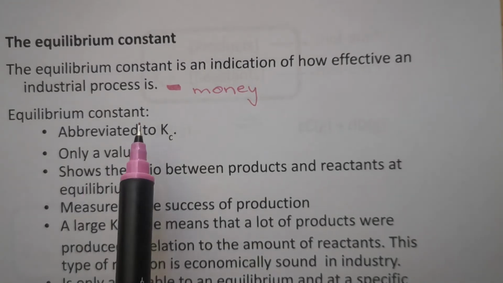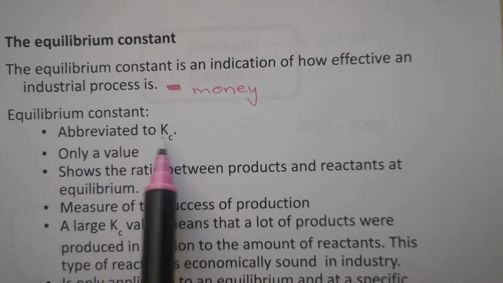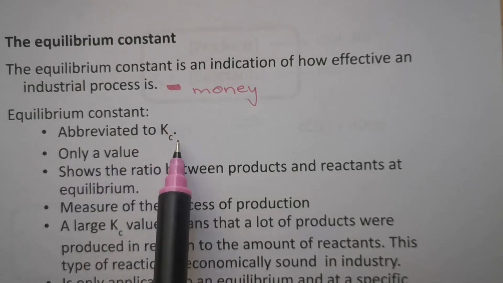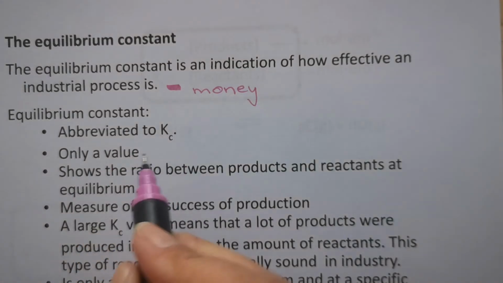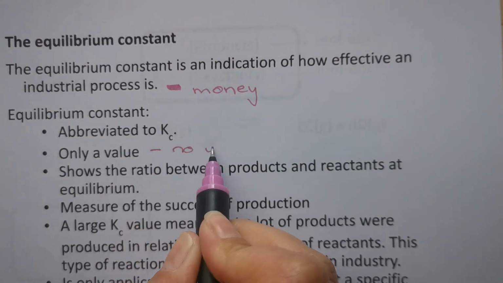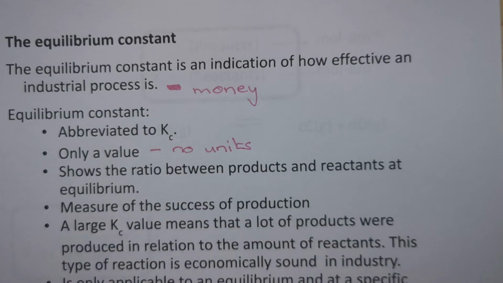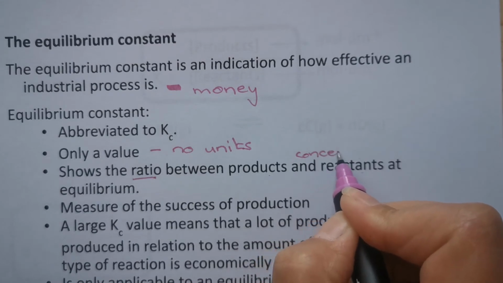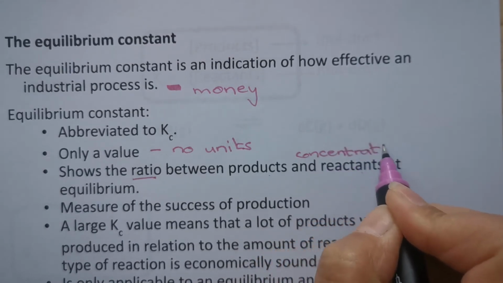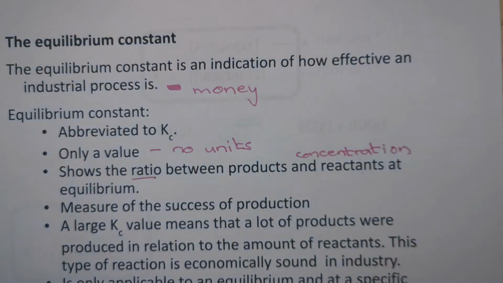Now, when we talk about the equilibrium constant, we're talking about something that's abbreviated to Kc. So it's K with a subscript letter C. This Kc value is really just a value. In other words, there are no units. We don't describe units when we're talking about a Kc value because it is literally a ratio between the products and the reactants at equilibrium, and it's actually the concentration of the products and the reactants at equilibrium. It measures the success of production. In other words, it tells us how effective the reaction is.